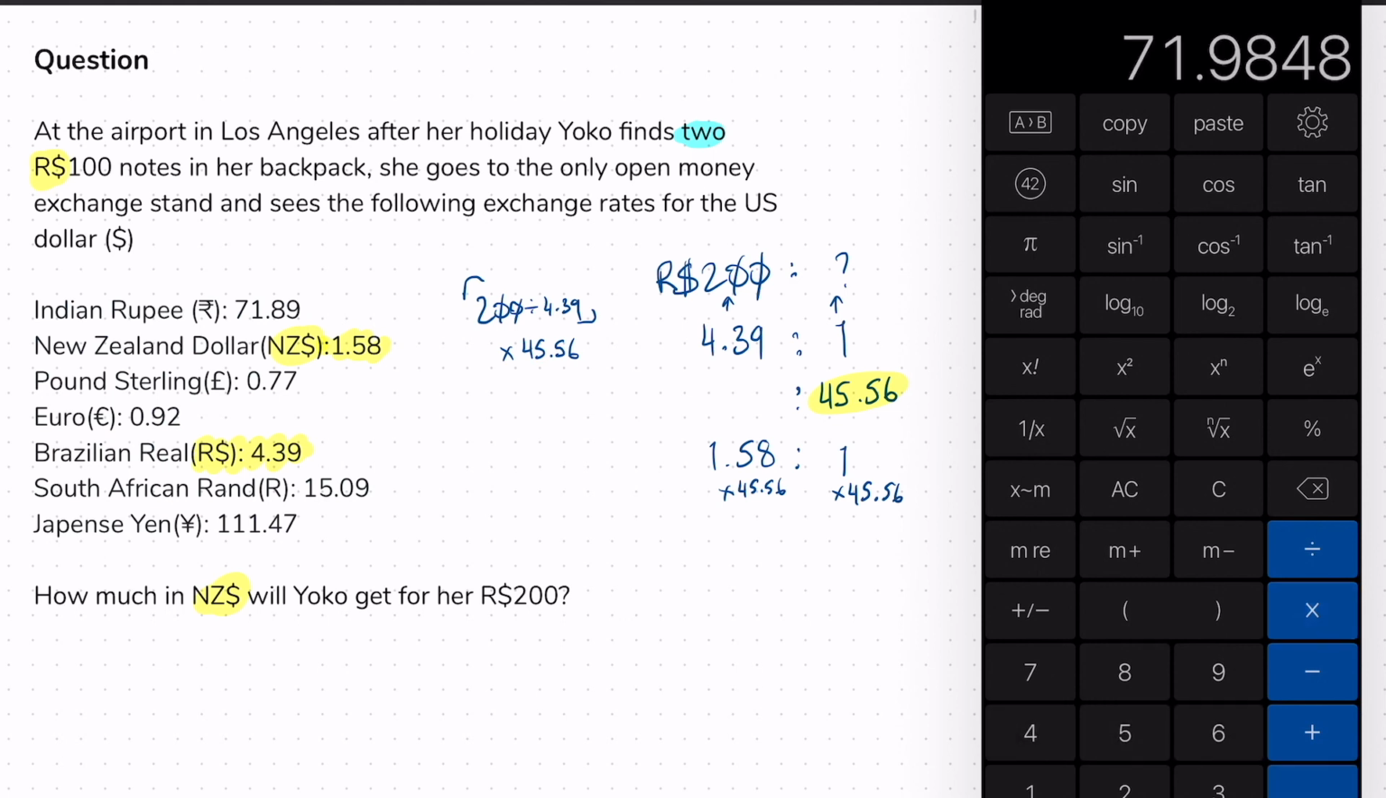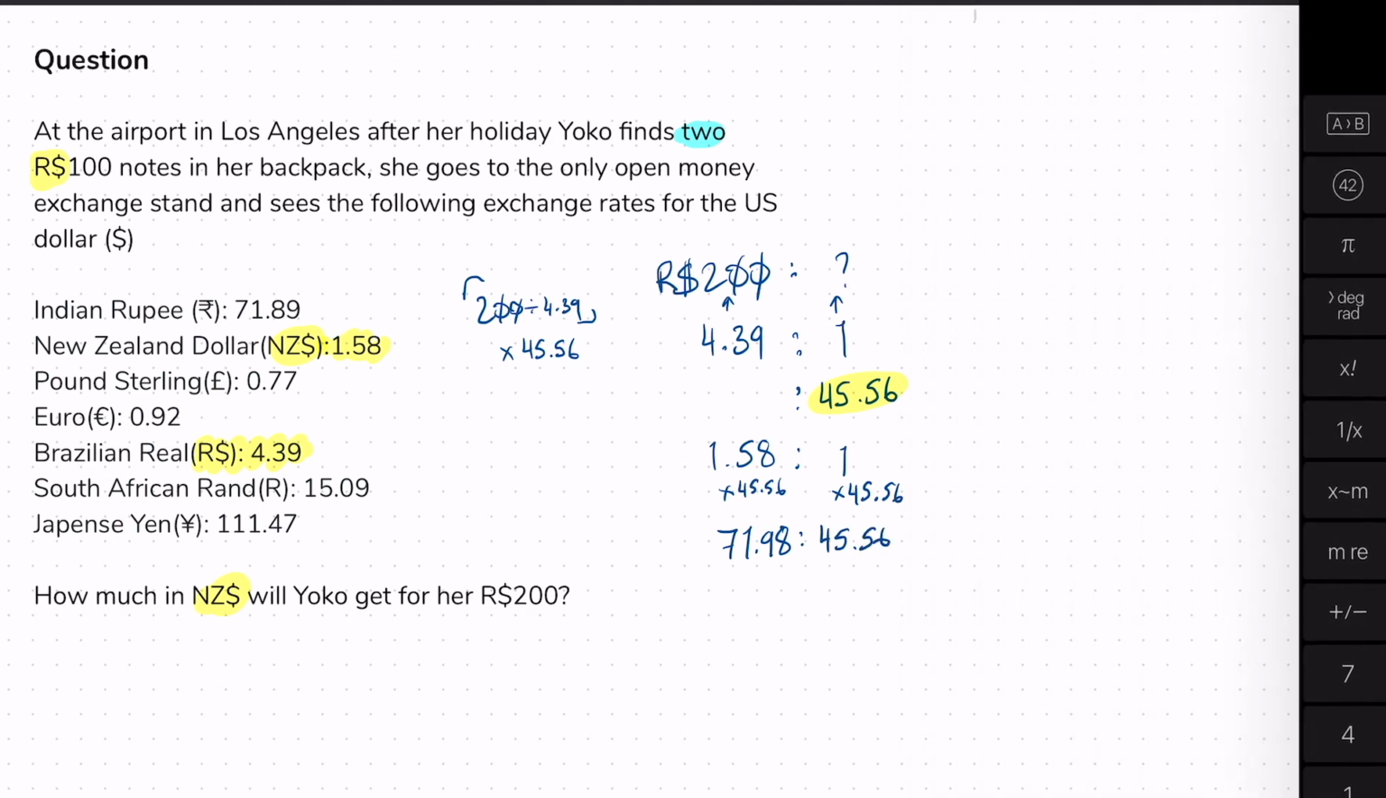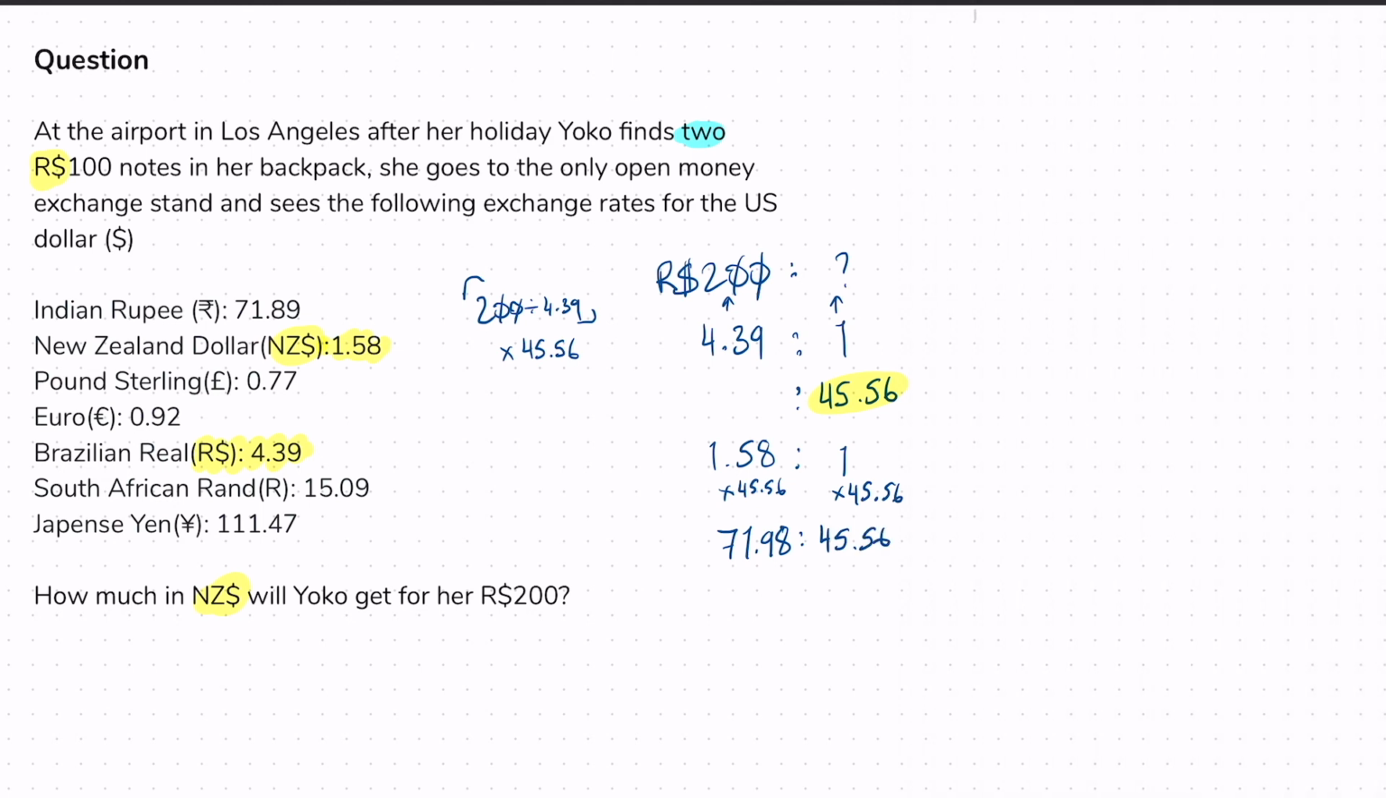45.56, which gives me $71.98 for 45.56 US. Right, so this gives me my answer. For 200 real, she will get $71.98 New Zealand cents.